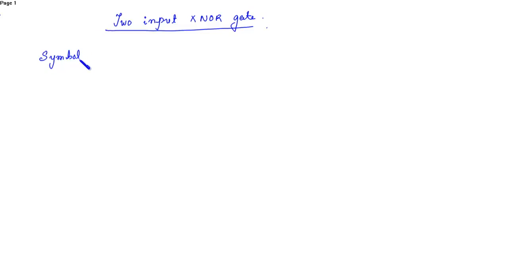We'll see the symbol first, then we'll see the function, and then we'll see the truth table.